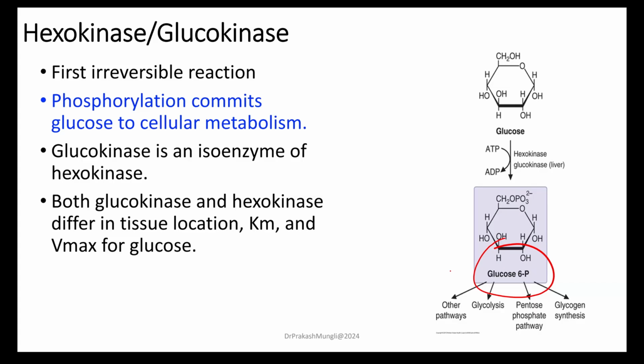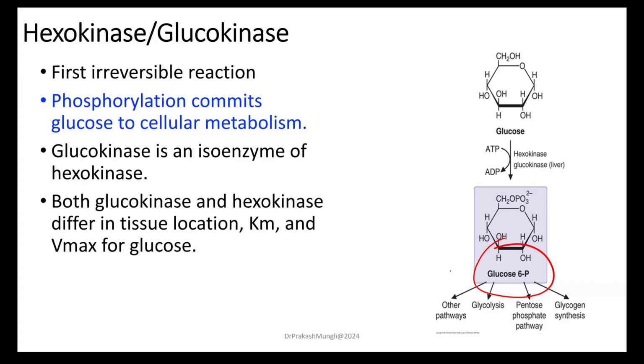This glucose is now committed for the cell, not necessarily for glycolysis. You are committed for MD, not necessarily for surgery. It can be obstetrics and gynecology, it can be ophthalmology, whatever it is. You are just committed to MD. Like that, glucose is committed to the cell. It can go into glycolysis, it can go into the pentose phosphate pathway, it can go into glycogen synthesis, it can go into glycoprotein or proteoglycan formation. See there?